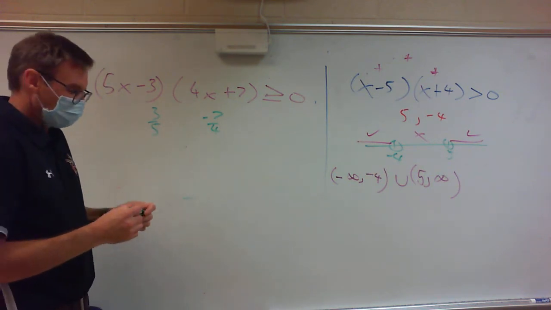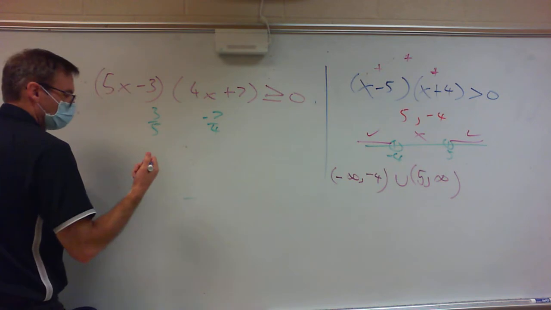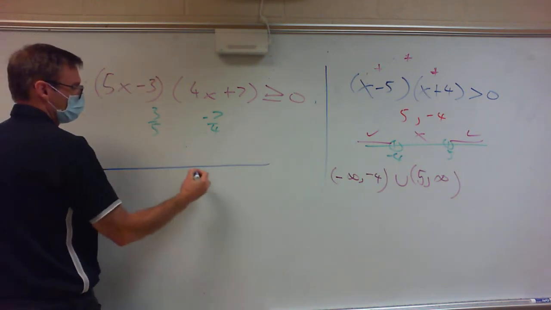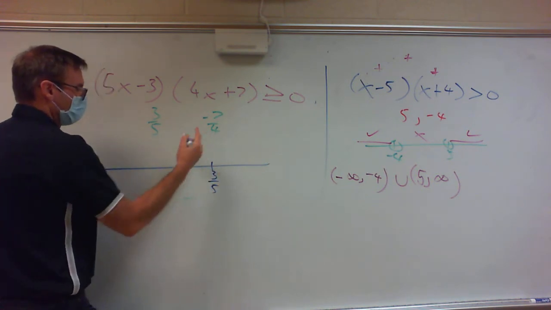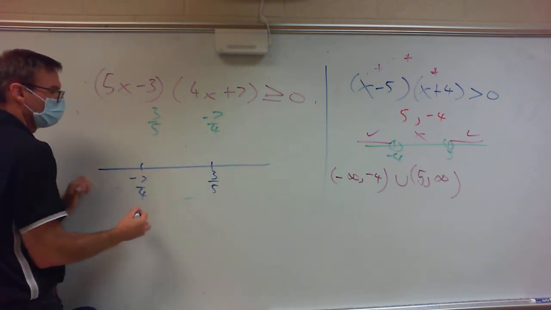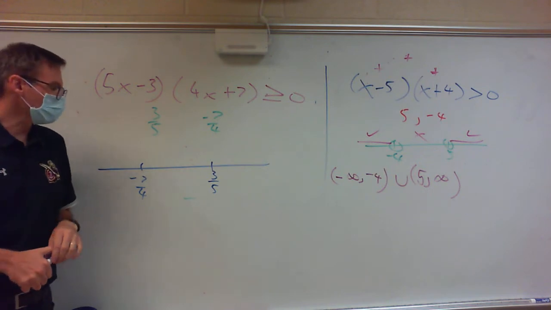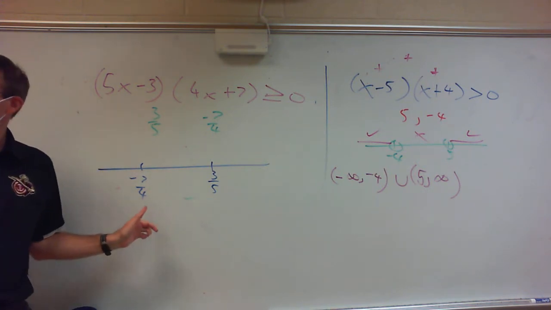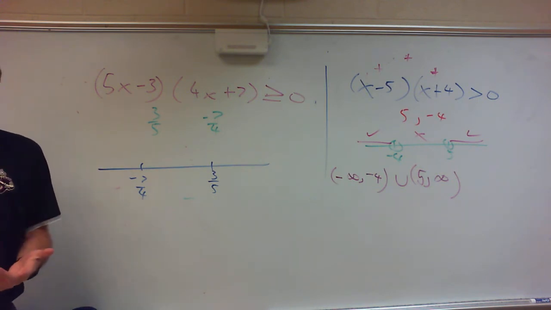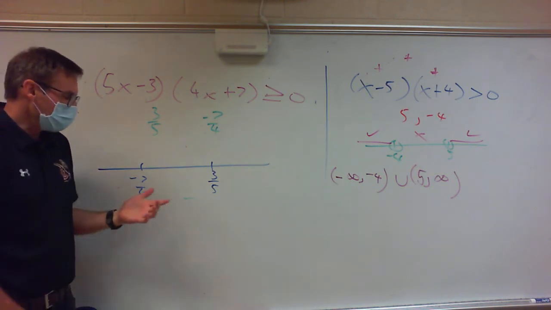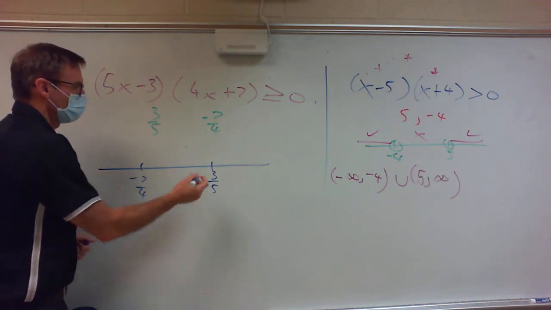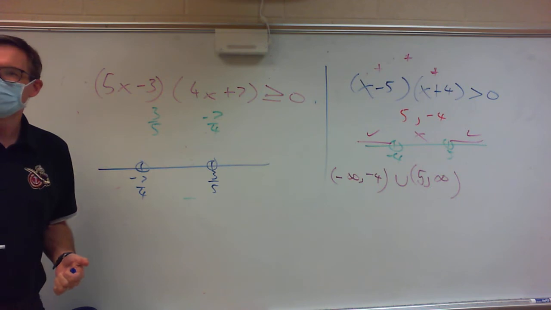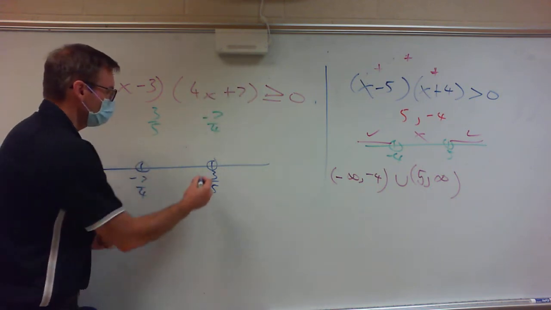And now when I draw my number line, there's lots of numbers. I really only care about the 3 over 5 and the negative 7 over 4. Even though I'm not quite sure where to plot them, I just know this better be on the positive side and this better be on the negative side. That's really all that's important. And now I've got to put circles. Do I fill them in or leave them hollow? Fill them in, because that's filled in.